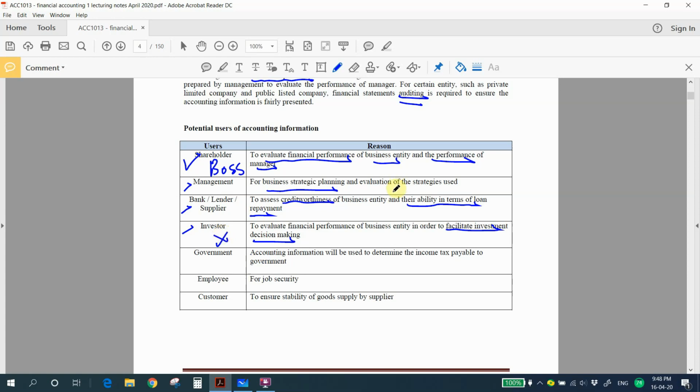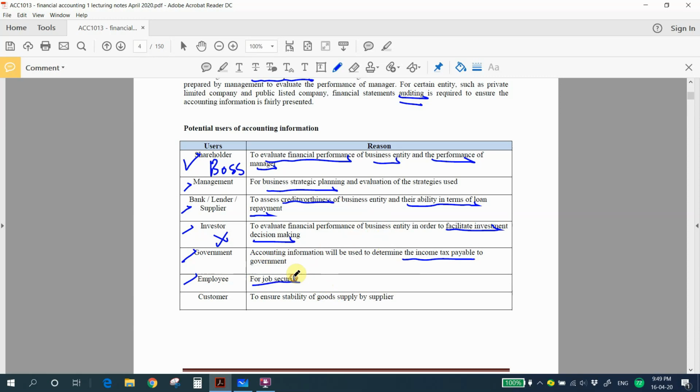The first thing you ask is what? Definitely you will ask him or her to provide you the financial statement, because you need to understand whether the company is making a profit or making a loss before you make the decision, right? So investors also need the financial statement to facilitate their investment decision. Next, government. Why does the government need the financial statement? Because the government needs it to determine the income tax payable by the company.